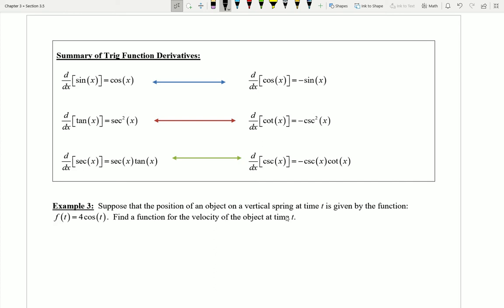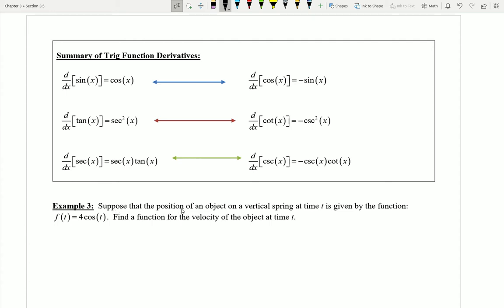So now that we know all of our different trig derivatives, let's go ahead and take a look here at example number 3 and 4 to try to see just how we can use these in some different questions. So we'll start here with example 3, which is going to highlight a very, very important idea for us.